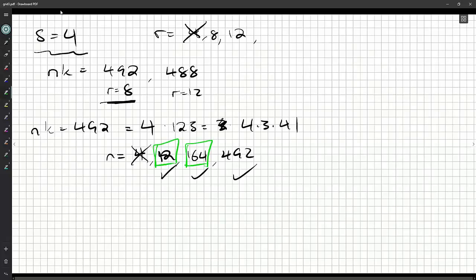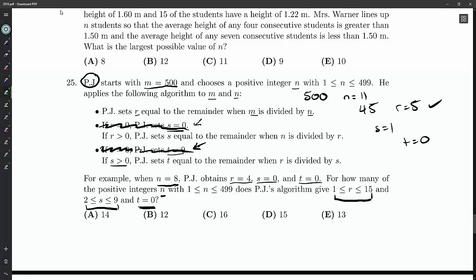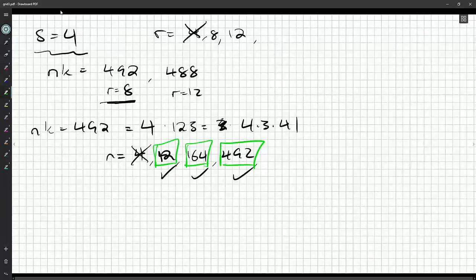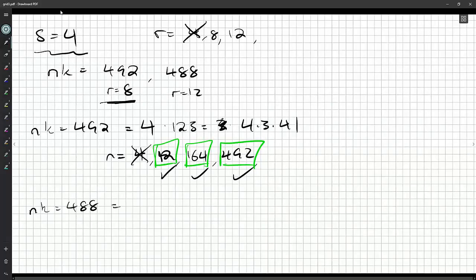Now let's just pause and take a look at the possible answers to see where we are. 14, 12, 16, 15, 13. So we're, I would say, about halfway there. Okay, well, we're halfway through our second of 3 cases, so that's making progress. That really is. All right, next case. NK being equal to 488. What multiples do we have here? We've got a 4. The 4 needs to stay with N, but what else can we have? 488 divided by 4.